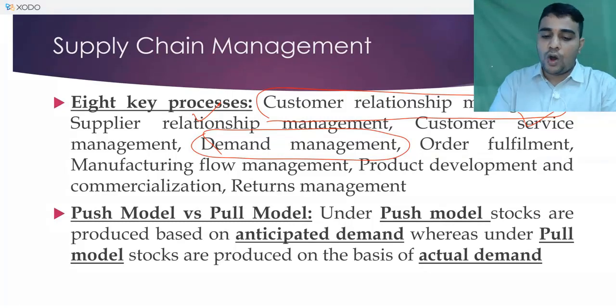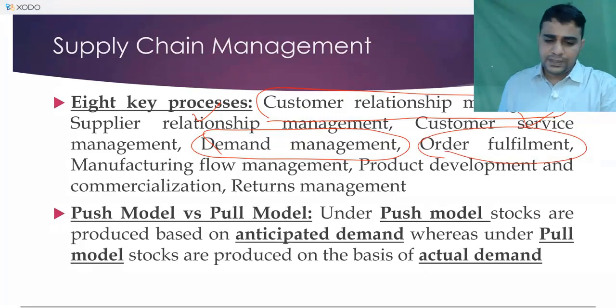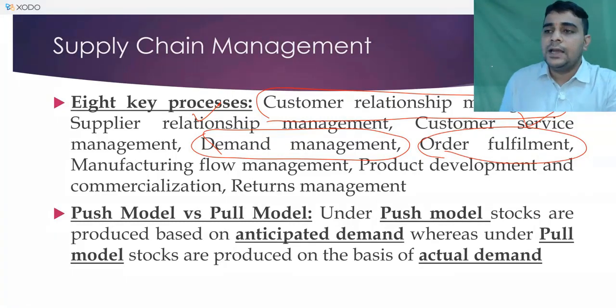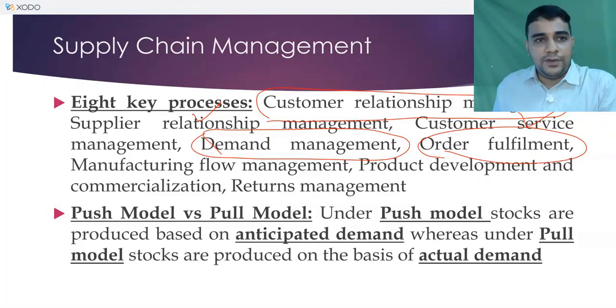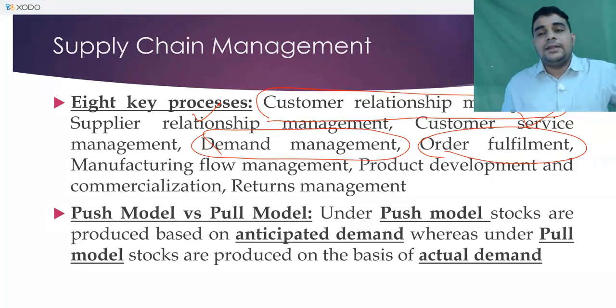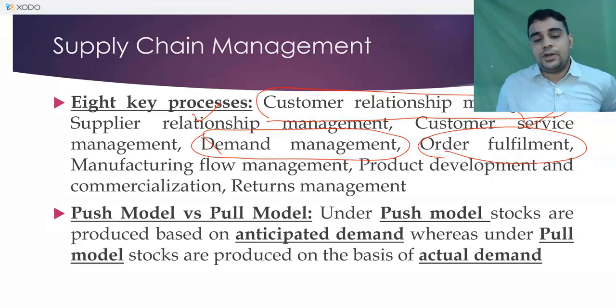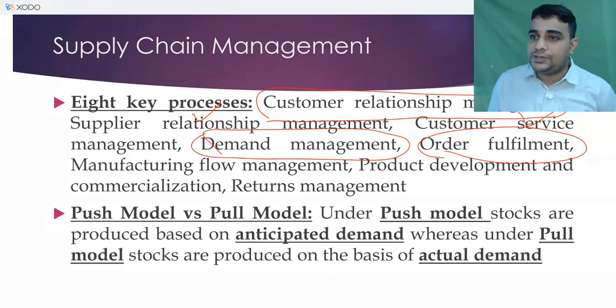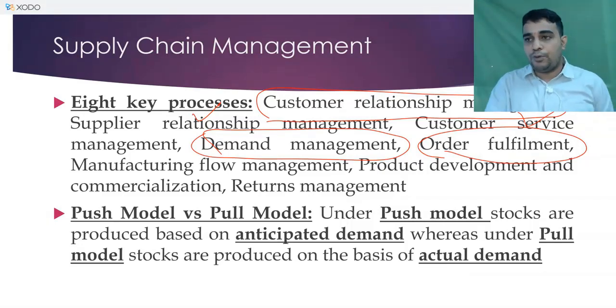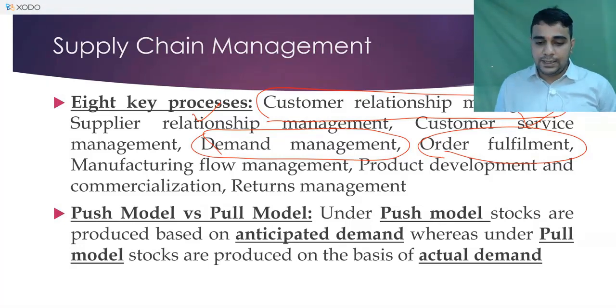Demand management, order fulfillment. Manufacturing flow management is based on the demand which I am getting from my customer. I'll have to decide my manufacturing flow. Organizations are increasingly trying to move to a model where they manufacture based on the demand of the product and do not want to maintain stock, which is called the pull model, as against the push model. I'll explain these two models in a minute. Push model and pull model of maintaining inventory.